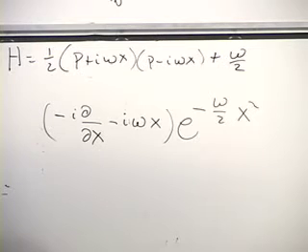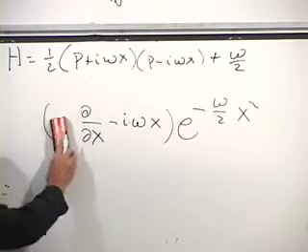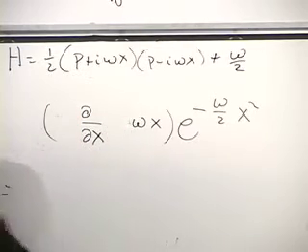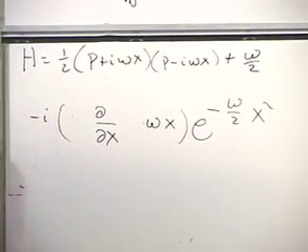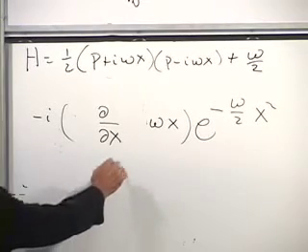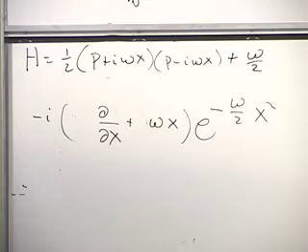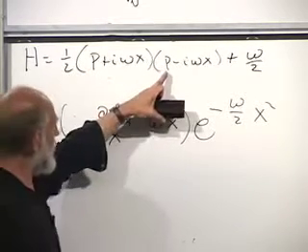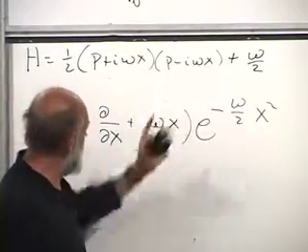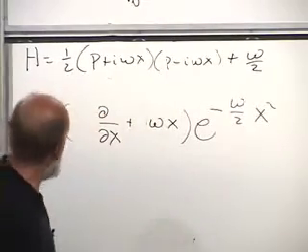Yeah, that looks right. Good. Okay, now let's take out the factor of minus i. And was this plus? I think it was plus then, right? Yeah. Minus i d/dx minus i omega x, both of them have the same sign, minus i in front of them.